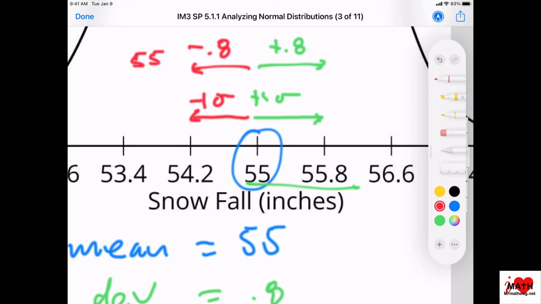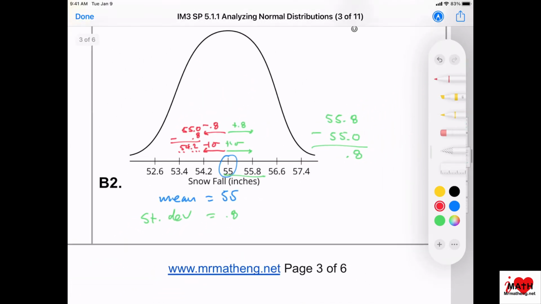55 minus 0.8 would give us 54.2. So the negative is going towards the left. And you could do the same thing, right? If you wanted to go -2 standard deviations, you would just subtract 0.8 twice, or 1.6. And that's how you find the mean and standard deviation for question B2.